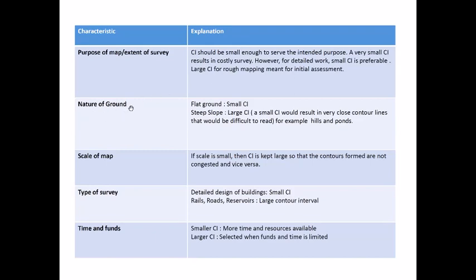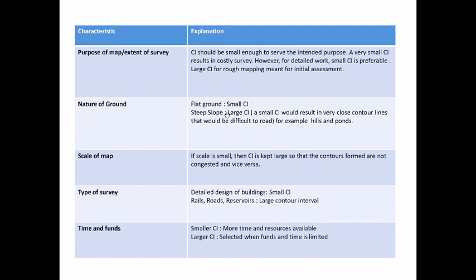Then nature of the ground. If you have a flat ground, you will choose a small contour interval. That is because, since the land is flat, if you choose a large contour interval, then on a very large part of the land you would have just one line, because the slope is not changing. It's a flat ground. So to get some meaningful results on a flat ground, you need to choose a small contour interval, so that by looking at the map you'll get some sense out of it.